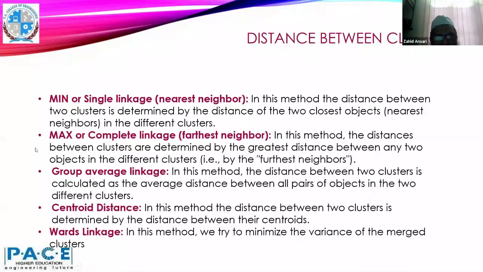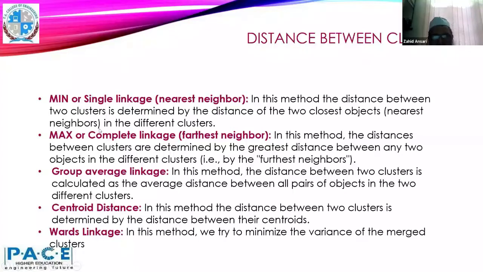And if we take the max link, in that case, we consider the farthest objects. In this method, the distance between the clusters is determined by the greatest distance between any two objects in different clusters. So the farthest neighbors: let's say this point and this point are very far, and this distance is maximum, so that we take as the max.